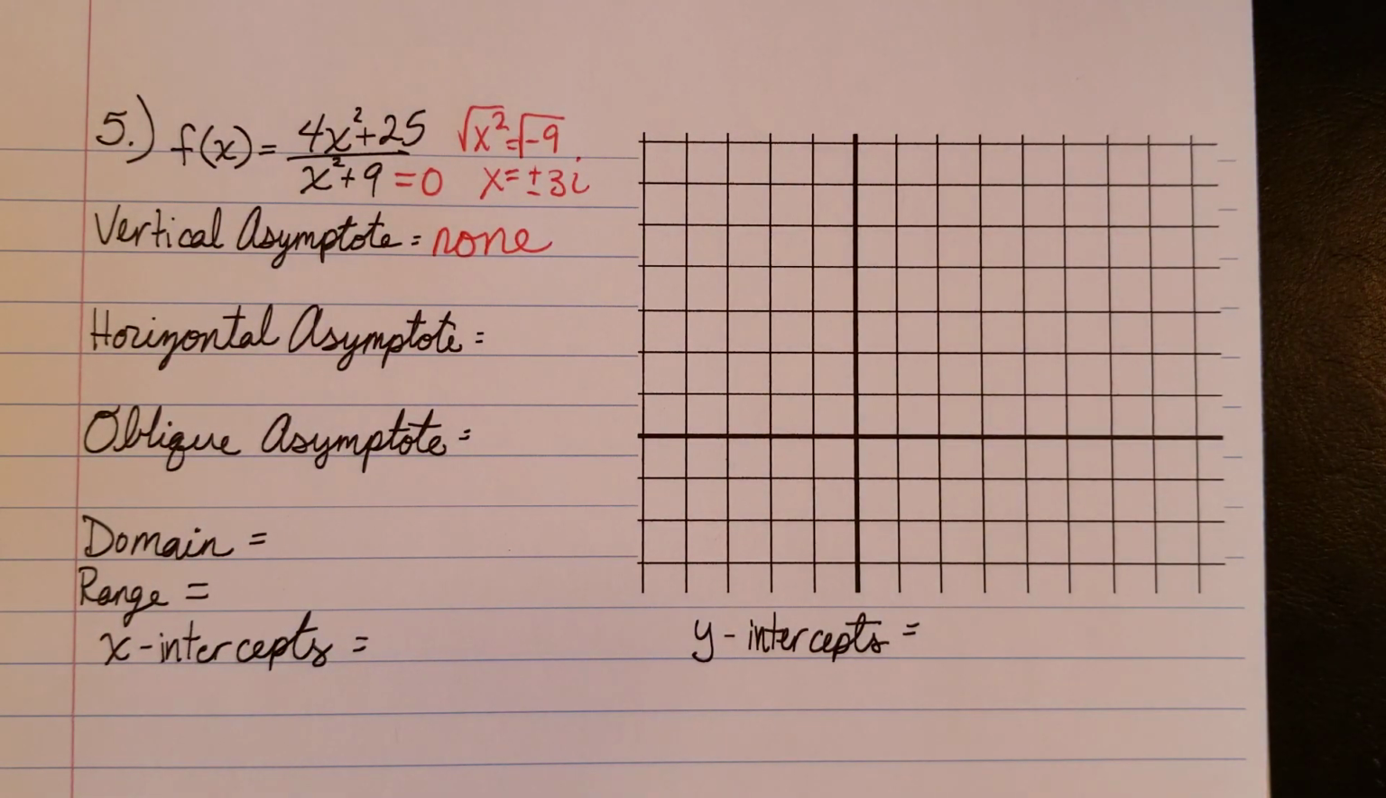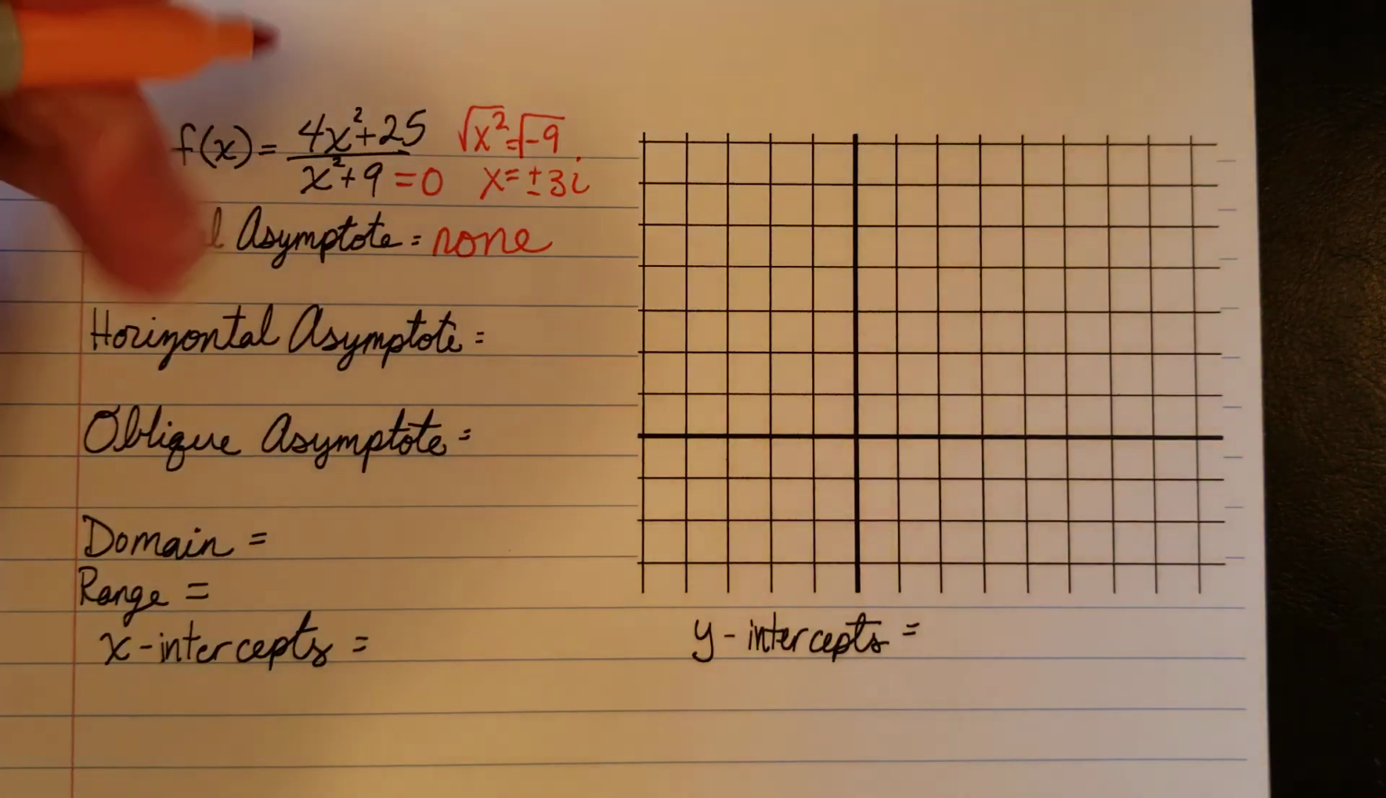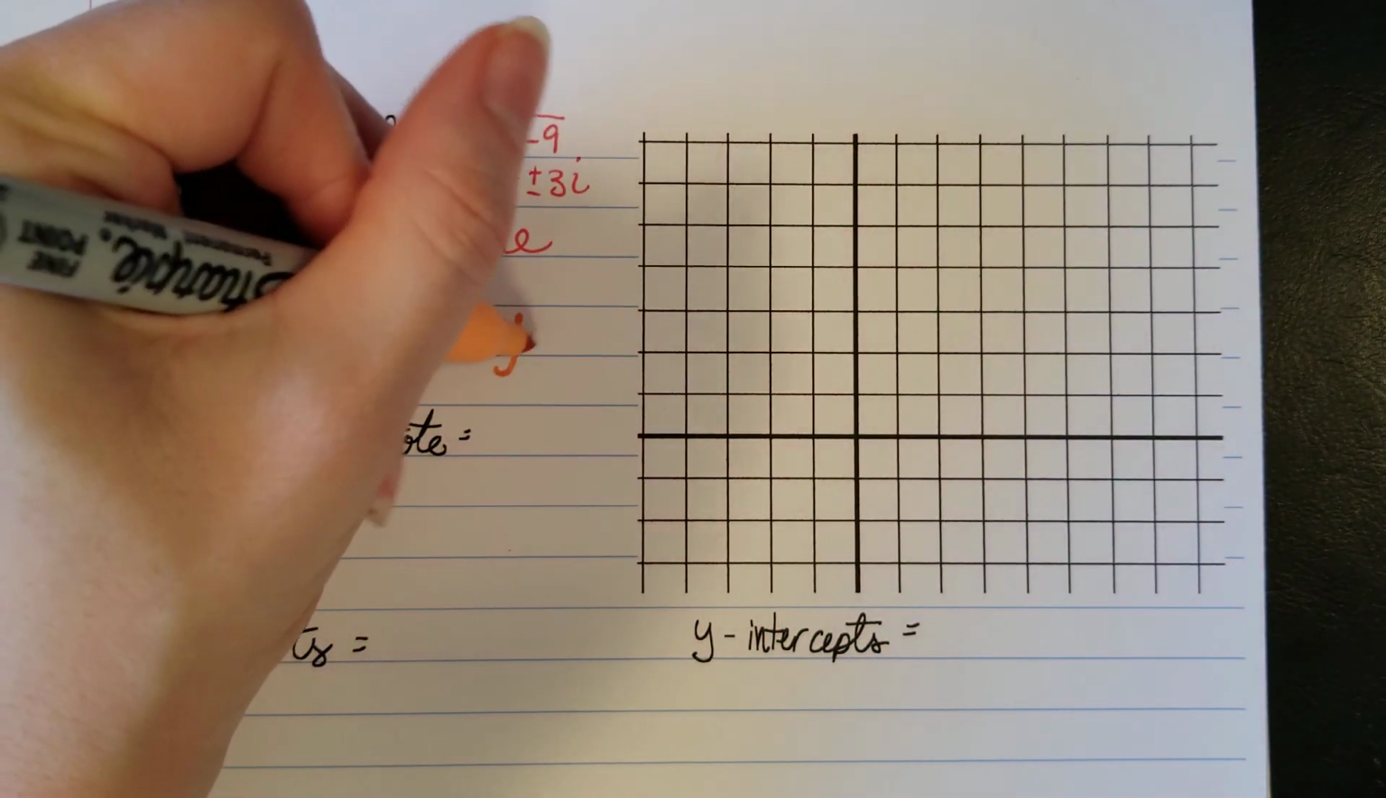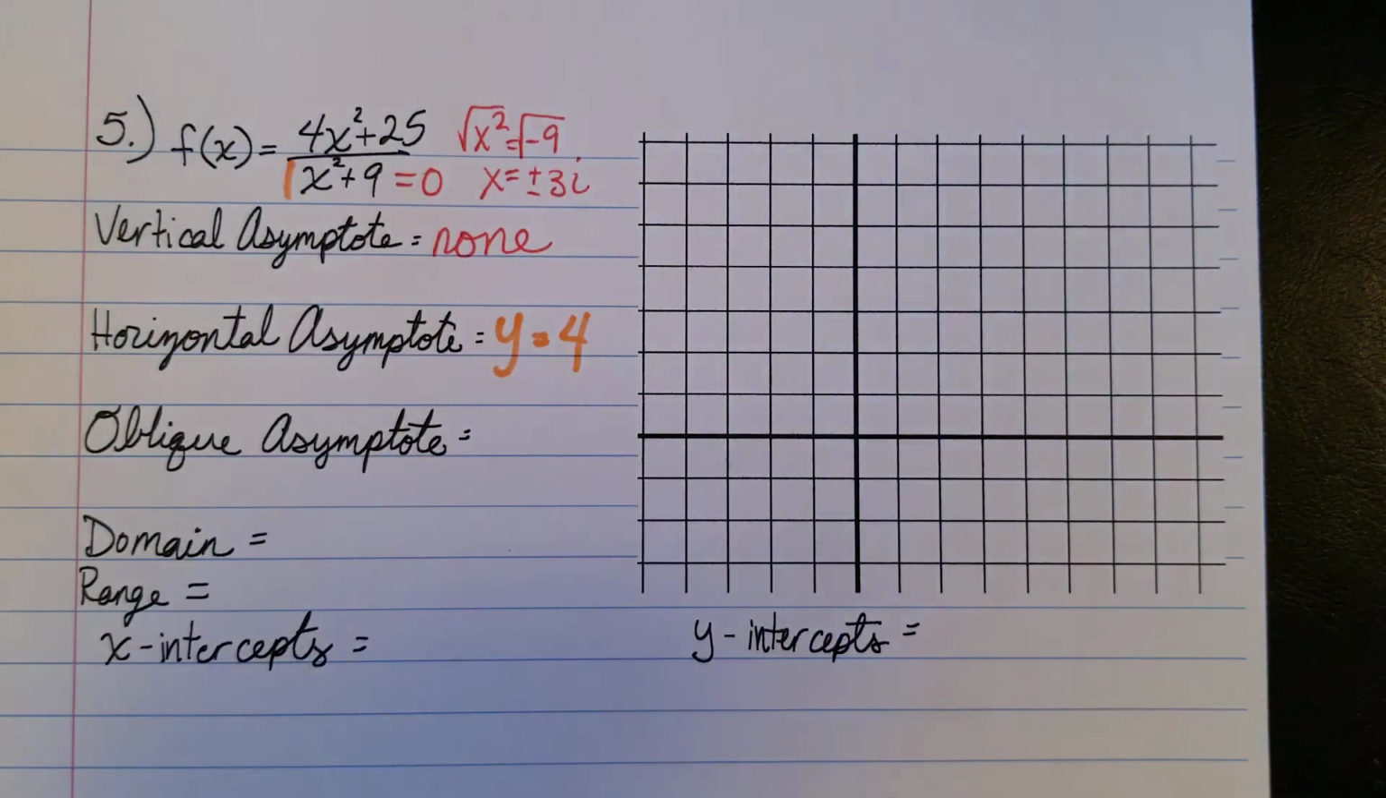For the horizontal asymptote, they do have the same degree. They both have a degree of 2. So divide coefficients, so basically 4 over 1, which is 4. So your horizontal asymptote is going to be y equals 4, which means you don't have any oblique.